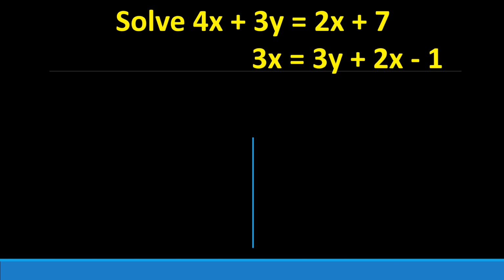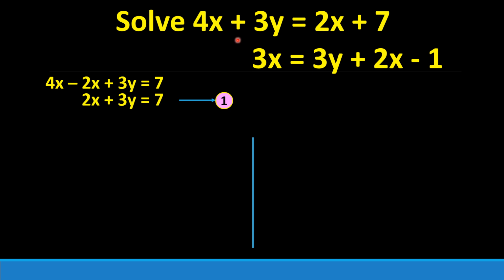And now coming to the next question, it is to solve 4x plus 3y is equal to 2x plus 7 and the second equation is 3x is equal to 3y plus 2x minus 1. First let us consider the first equation itself. Here there is a 4x and another 2x. So let us subtract this 2x from this 4x. So the equation will be 4x minus 2x plus 3y is equal to 7. That is 2x plus 3y is equal to 7. This is our first equation.